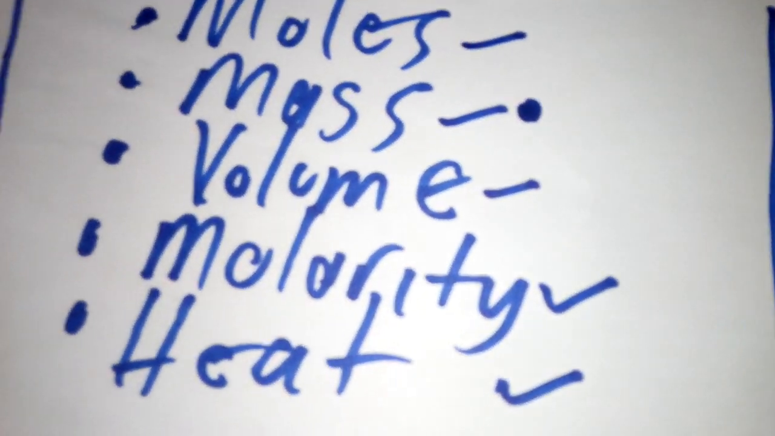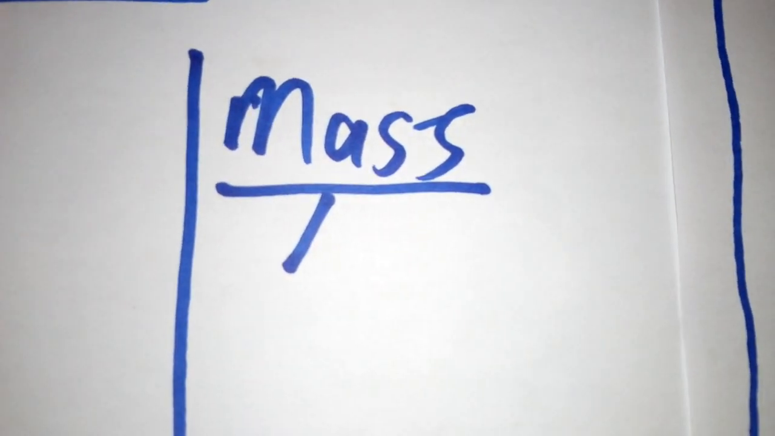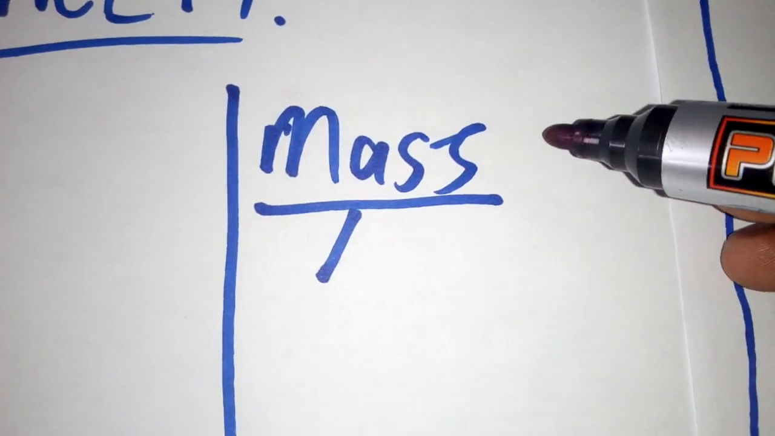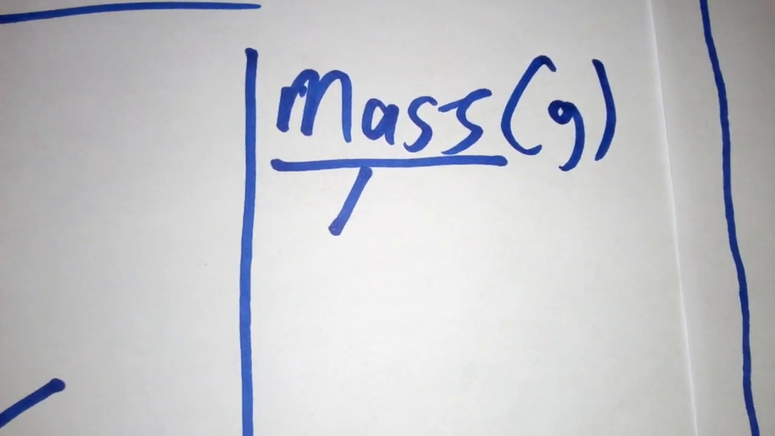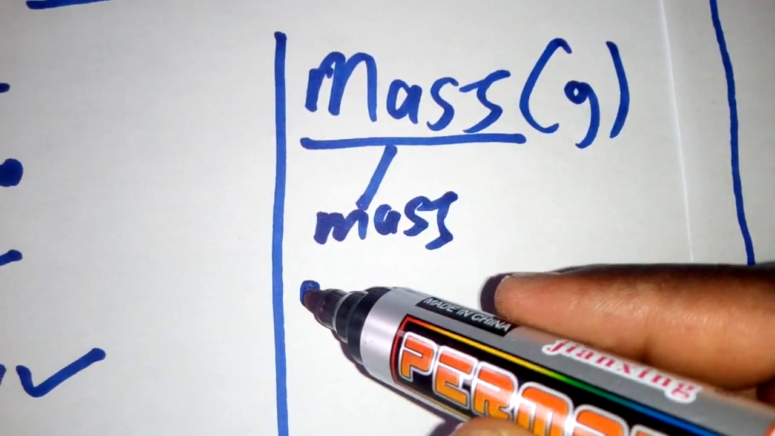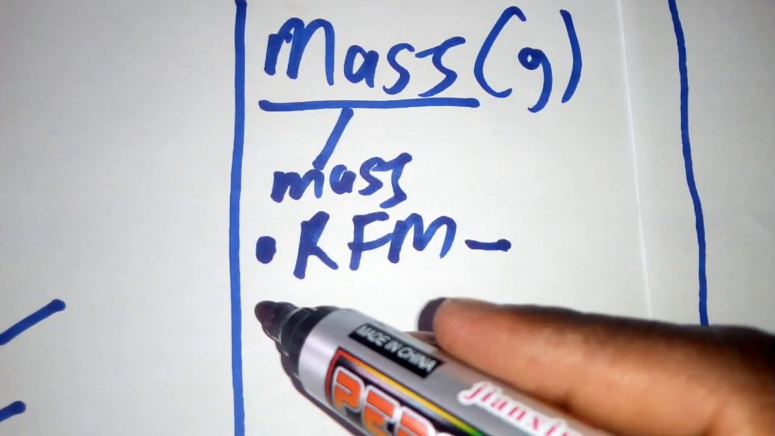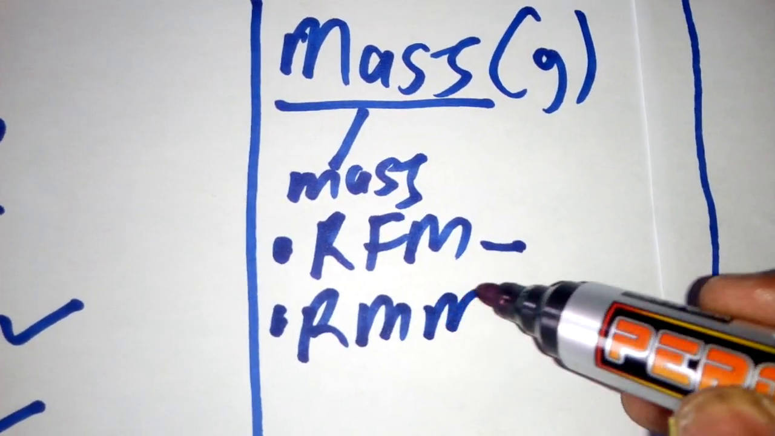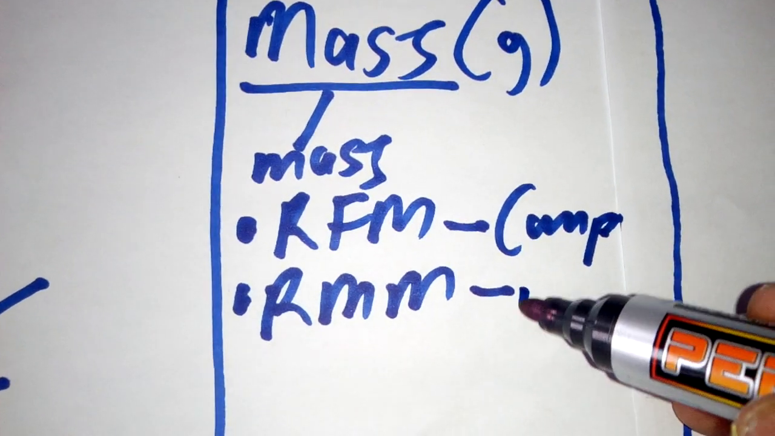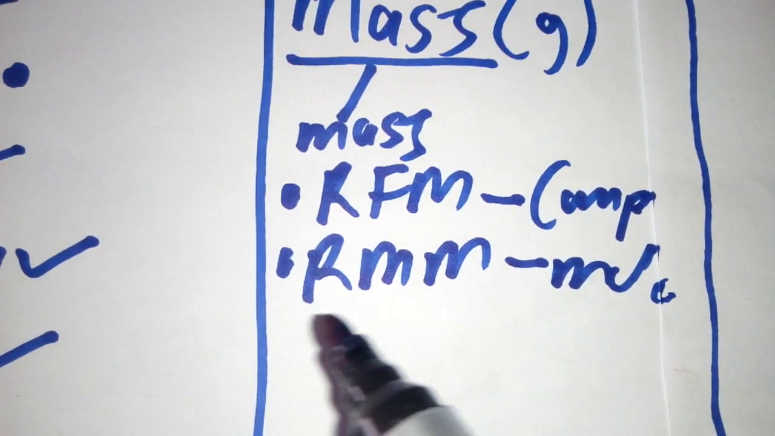So what should you know about the mass? When I say mass, how would you know it? Mass is weight, not so? When I say weight, you know it is in grams. There is mass as itself, just mass. There is relative formula mass, which is the mass of a compound. There is relative molecular mass, which is of a molecule.